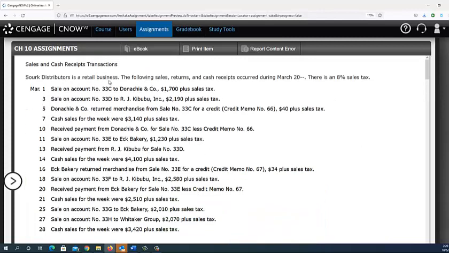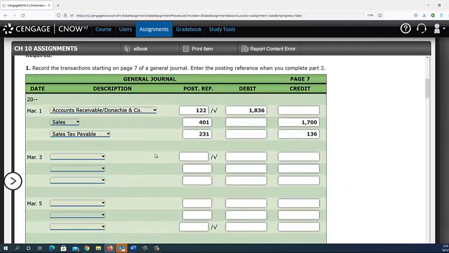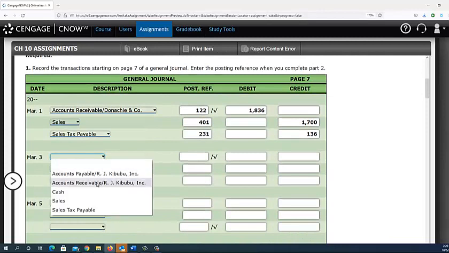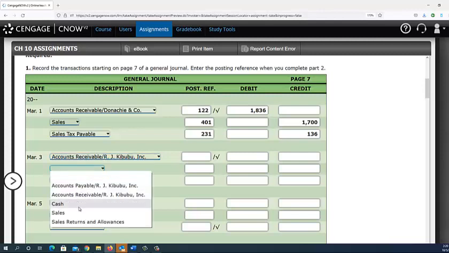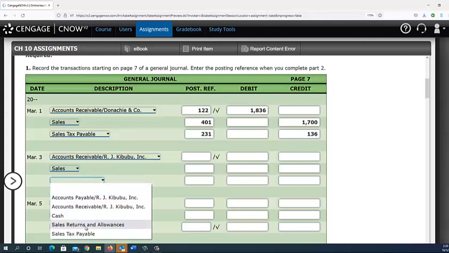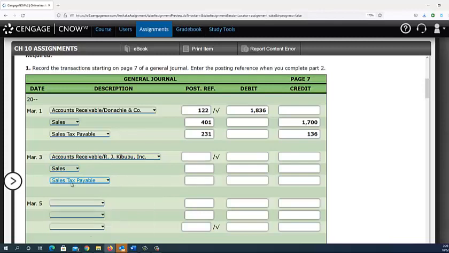Okay, the next entry. We have another sale on account to RJ Kabubu for $21.90 plus the sales tax. So the sales tax on $21.90 at 8% is $175.20. So let's get that in the journal. We will debit accounts receivable with the customer name to the side. We're going to credit sales and credit sales tax payable, just as we did in the previous entry.